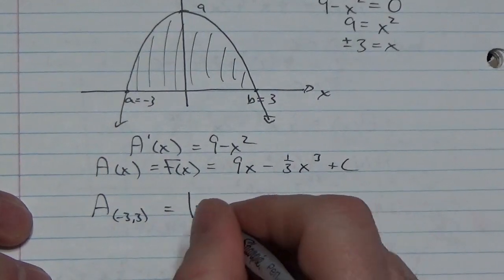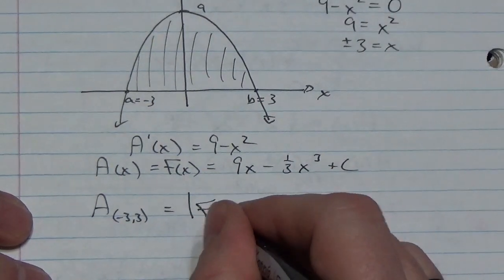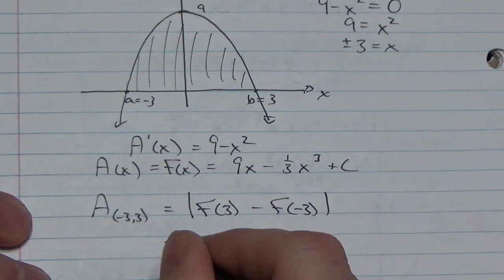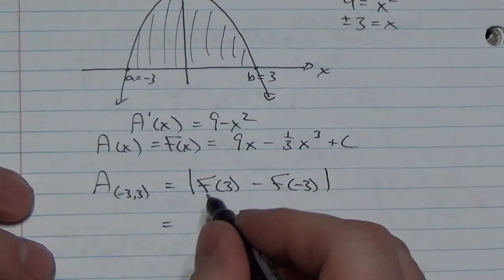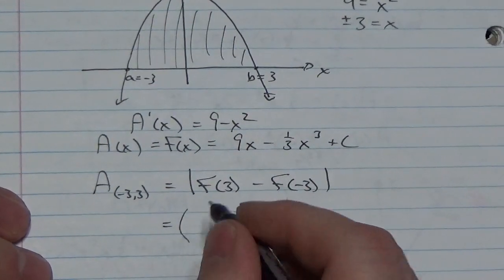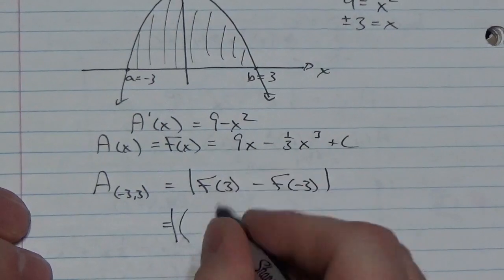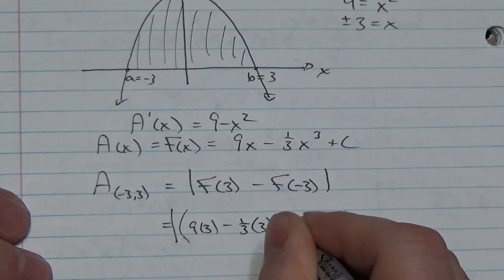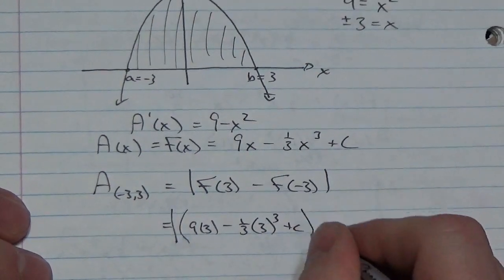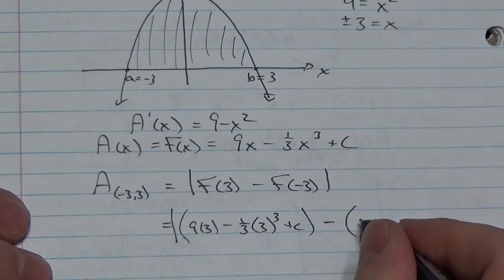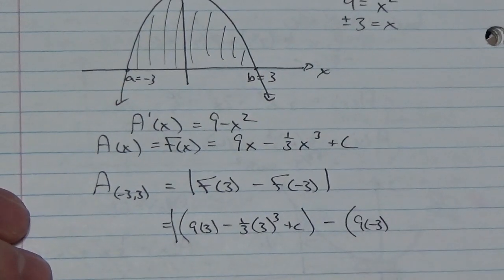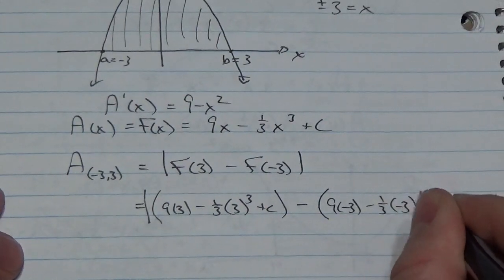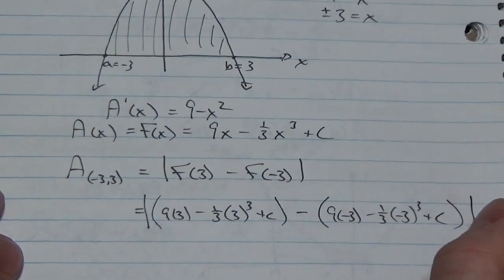We already know that that is going to be the absolute value of our function evaluated at 3 minus our function evaluated at -3. Let's take a quick look here. That is going to be the absolute value of 9 times 3 minus 1/3 times 3 cubed plus c, minus 9 times -3 minus 1/3 times -3 cubed plus c.